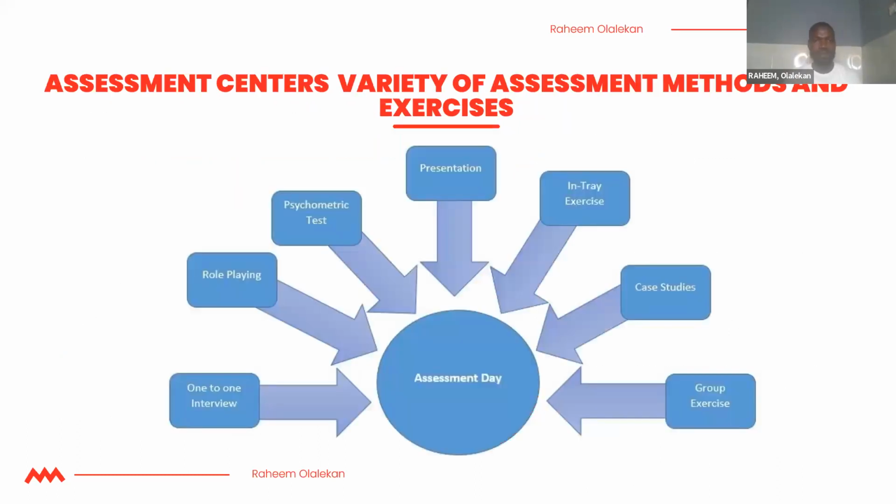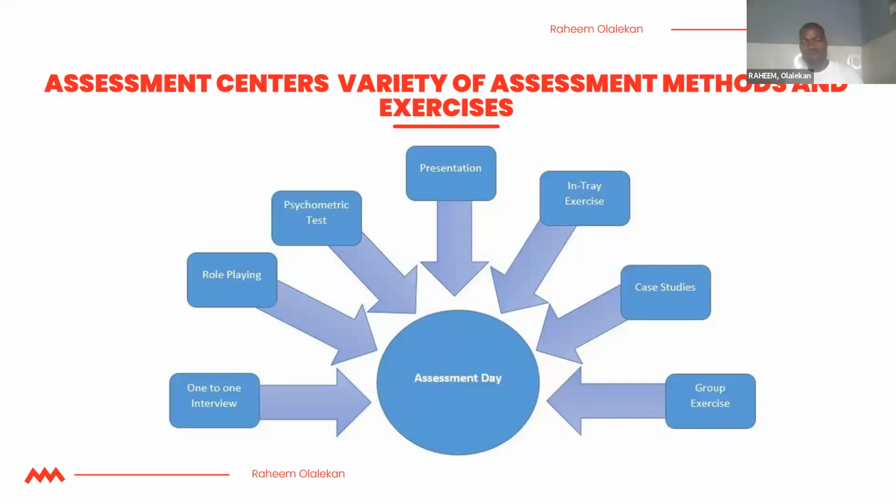Now, to the next thing. We have varieties of assessment center techniques, ways in which we get what we are looking for from the candidates we are assessing. Number one is the one-on-one interview. This one-on-one interview is most times called CBI, competency-based interview. I'm still going to say something about competency-based interview toward the end of this section, because it's one of the major tools in assessment center.